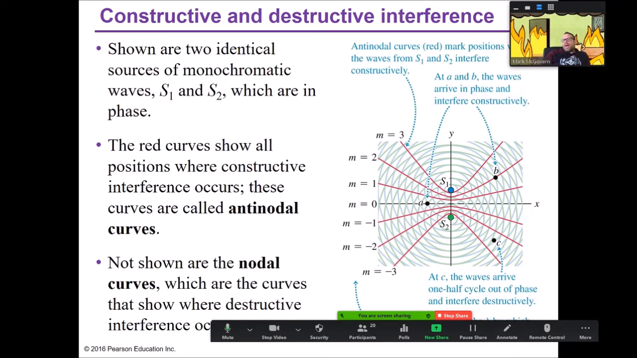Now imagine this was sound, right? If you stand on any of the antinodal curves, you're going to hear a much higher intensity of sound than you normally would. Whereas if you stand on the nodal curves, you're going to get destructive interference. And depending on the situation, that could actually result in not hearing any sound at all. I mean, obviously there's other factors involved, like sound bouncing off things. It won't be perfect, but this is actually really interesting, and this applies to any wave, right? It's any sound, light, whatever.